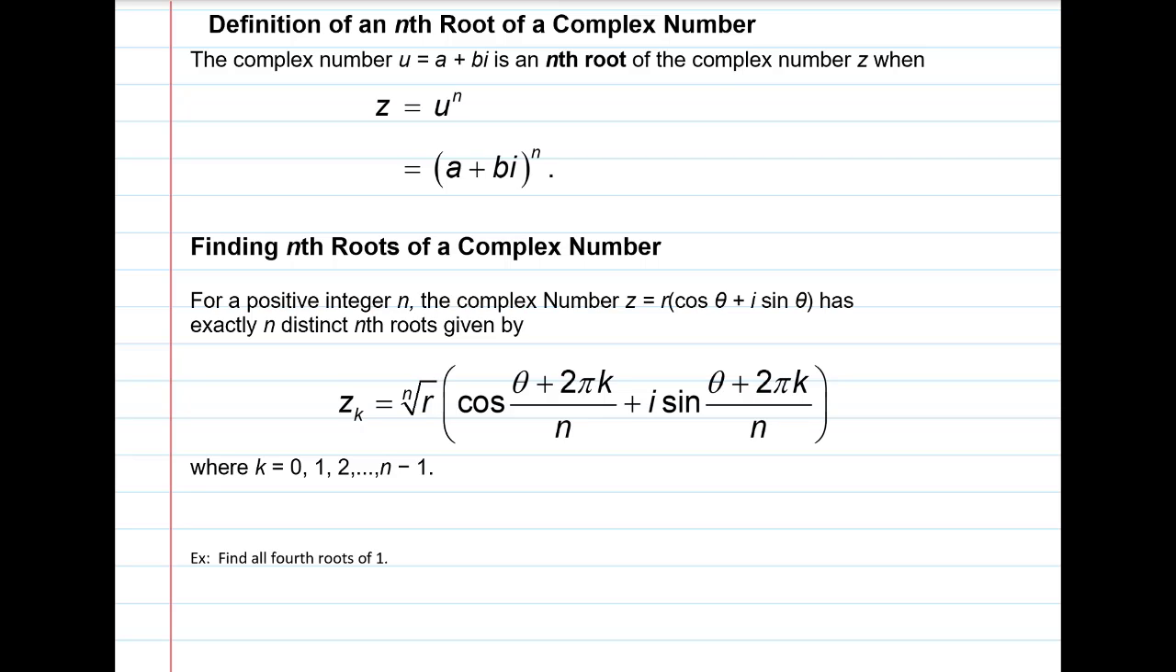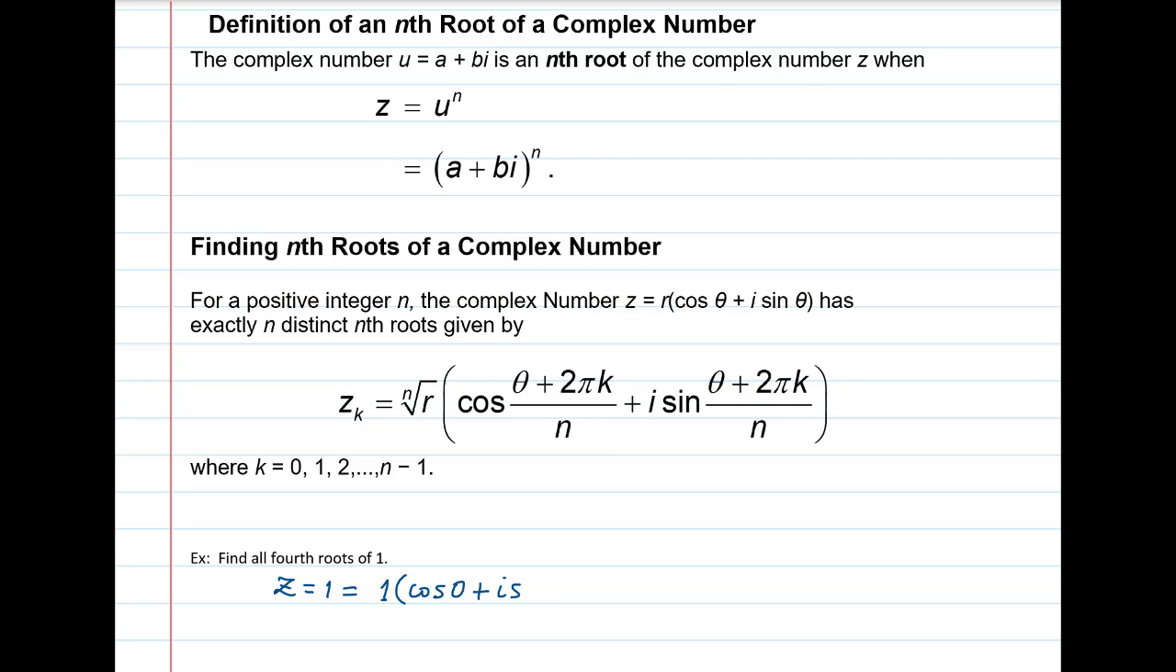So let's look at an example and see how this works. In this example, we want to find all fourth roots of 1, just the number 1. 1 is just a real number, but it's also part of the complex number system, right? Because remember, complex numbers include reals and imaginary.